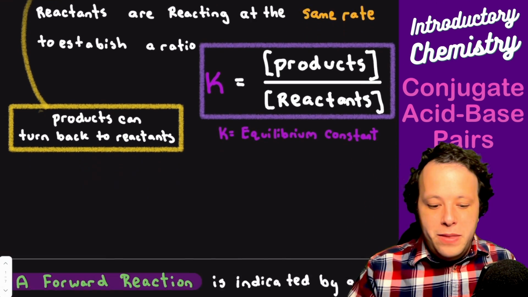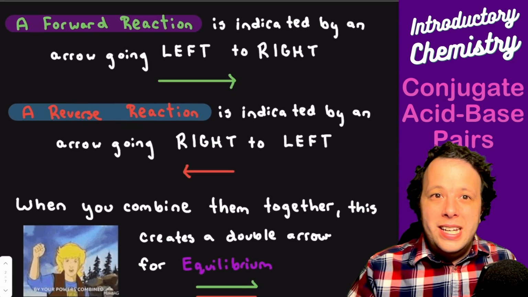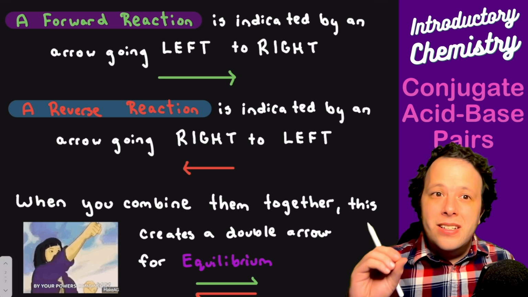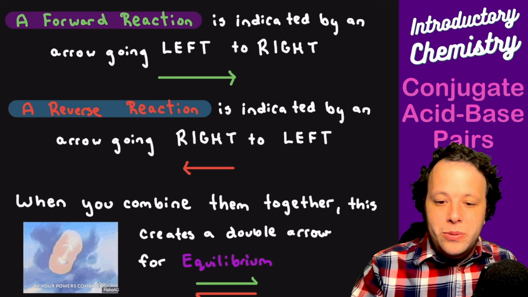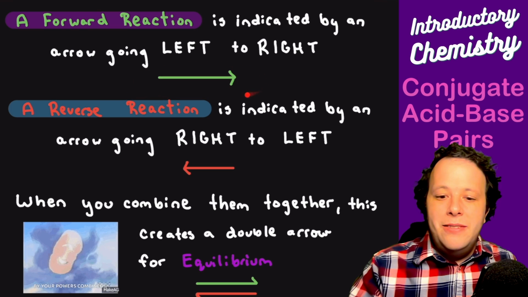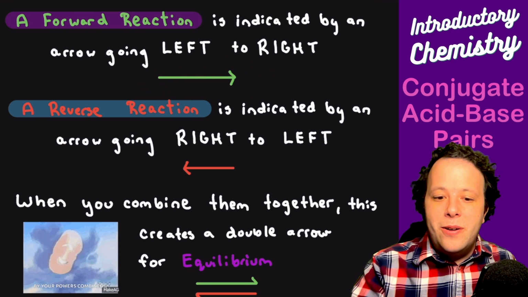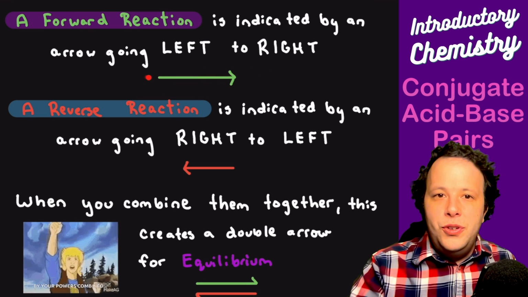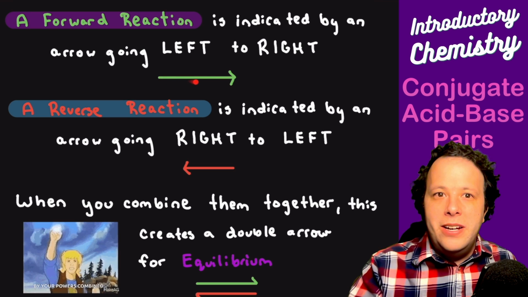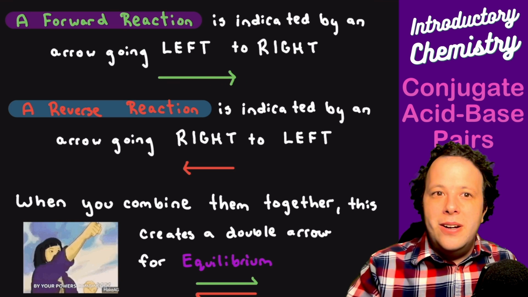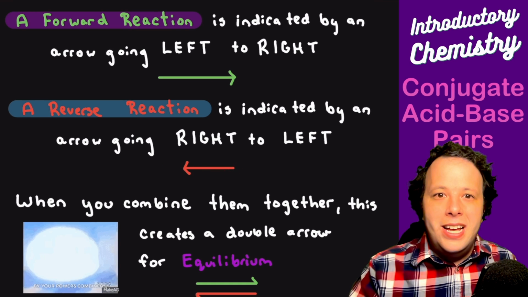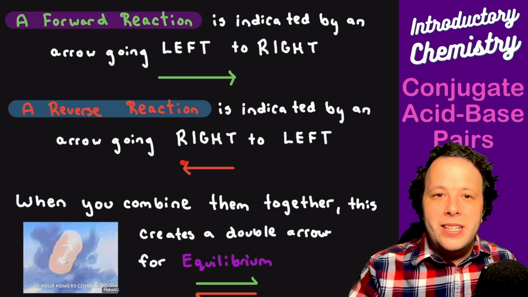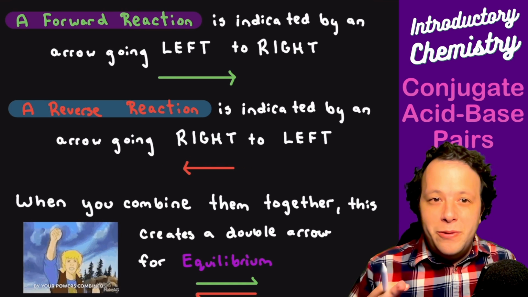Now, from there, whenever we're indicating these different types of reactions, the first part is the forward reaction. What you're used to is that the forward reaction is always indicated by an arrow going from left to right. Now, a reverse arrow is the opposite. It's going from right to left. So if you have it going from right to left, that's indicating the reverse.